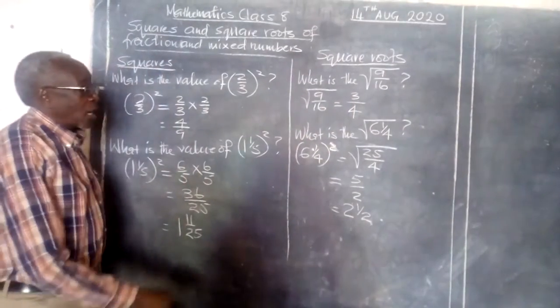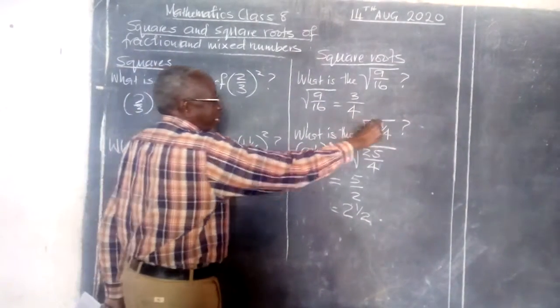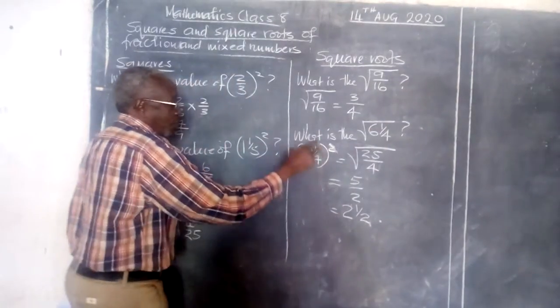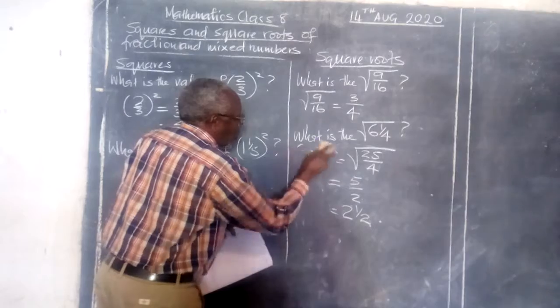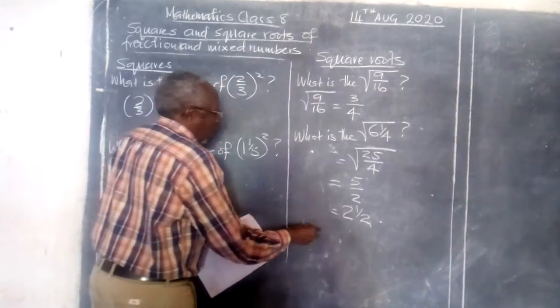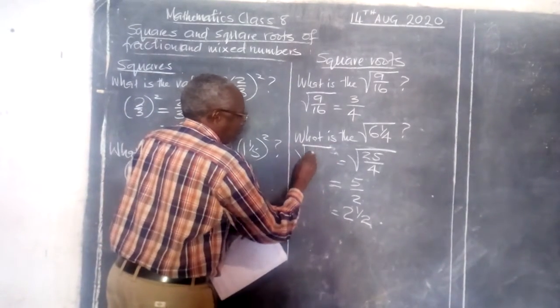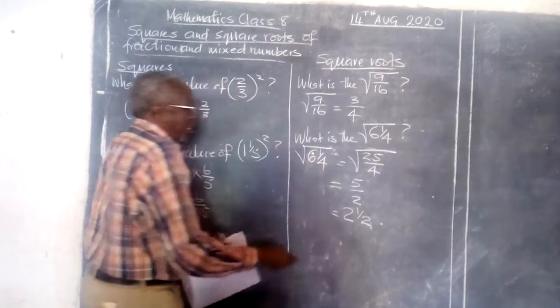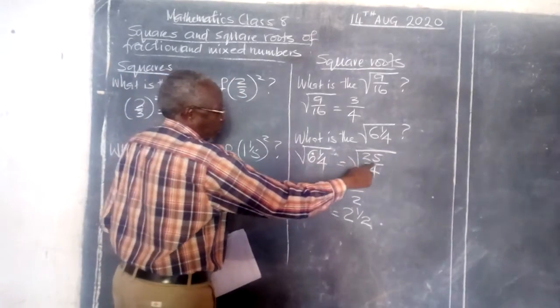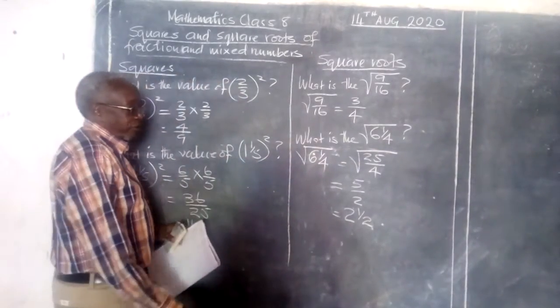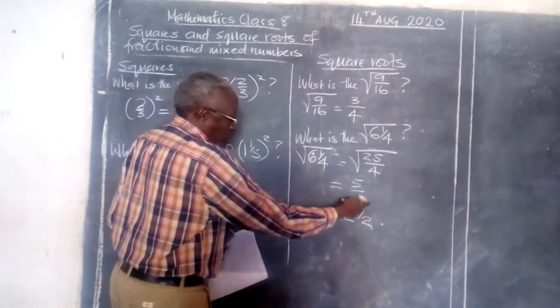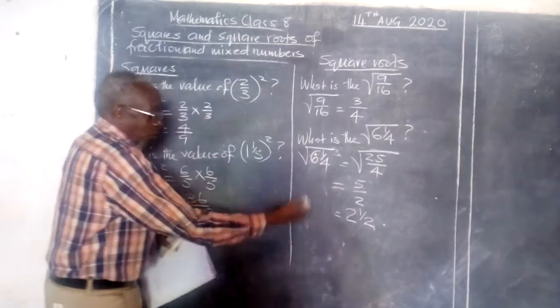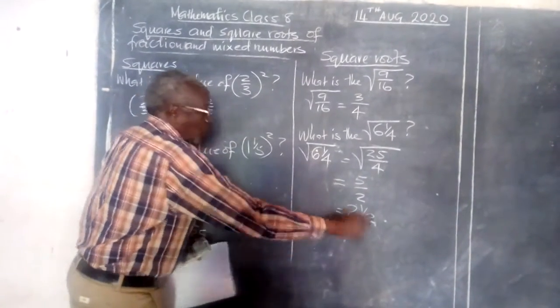And then we decided, what is the square root of 6 and a quarter? This is a mixed number. And we said we are looking for the square root, not squares. Then we shall take this and change it into an improper fraction, which is 25 over 4. The square root of 25 is 5, the square root of 4 is 2, and so we cannot leave it this way. We simplify it to read 2.5.